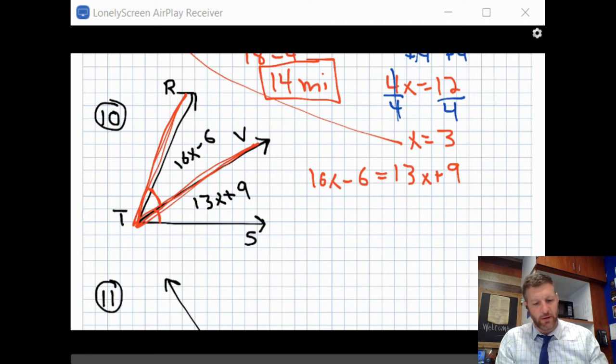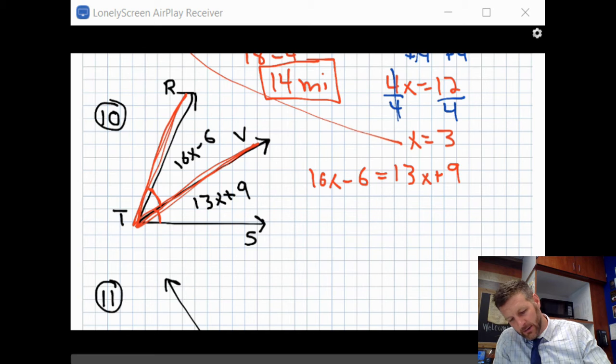Alrighty, so this is more straightforward. They're equal to each other. Don't always assume that, but again, make sure you read the circumstances of the problem. Okay, we're going to get our x's together. It's algebra time. So let's subtract 13x from both sides.